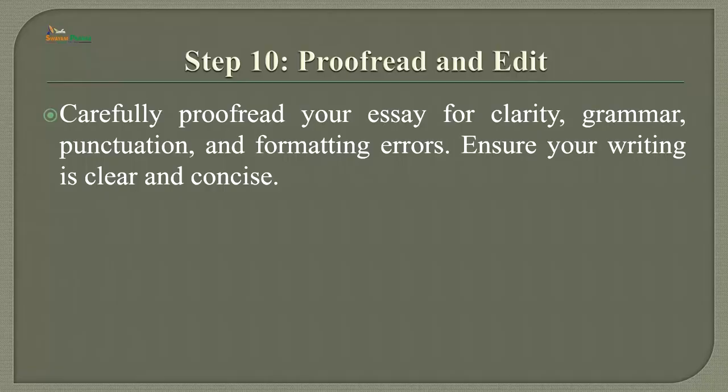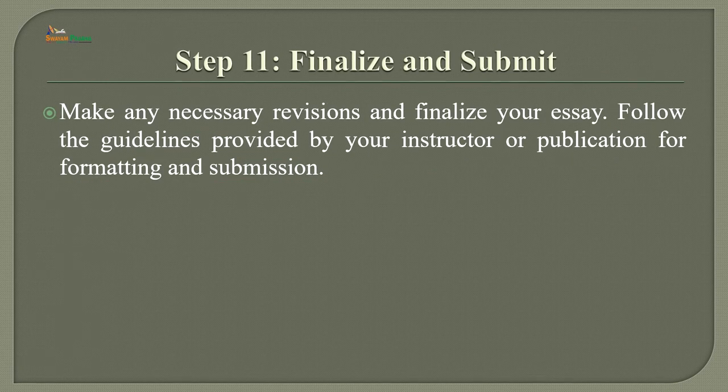You must know how things are proofread: first copy, first draft, second draft, third draft, final draft. Remember, you must show your copy to some peer and they must give some kind of feedback, so that it is properly and thoroughly checked. Carefully proofread your essay for clarity, grammar, punctuation, and formatting errors, and ensure your writing is clear and concise. This is again a very important part. After proofreading, you can finally submit it. Make necessary revisions and finalize the whole thing.